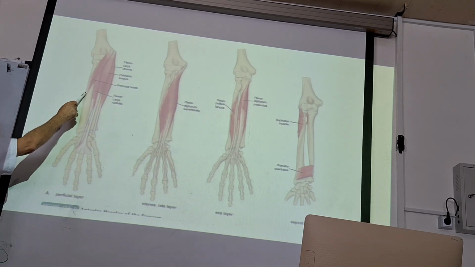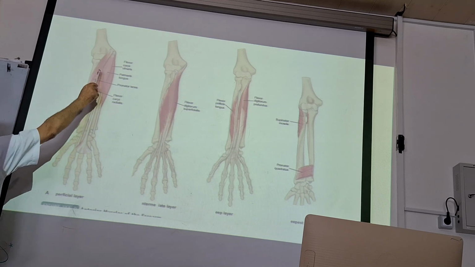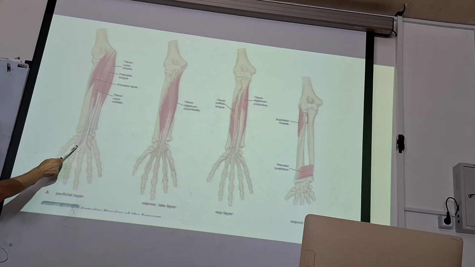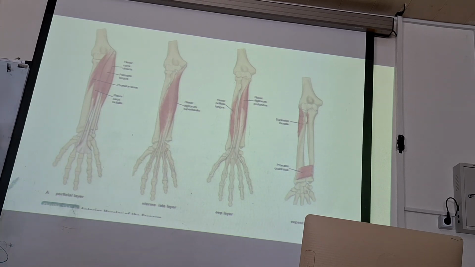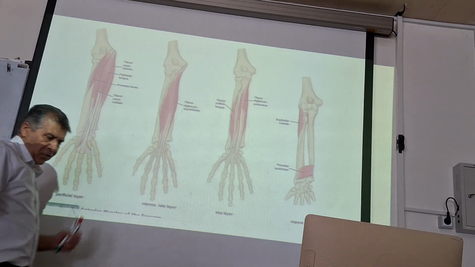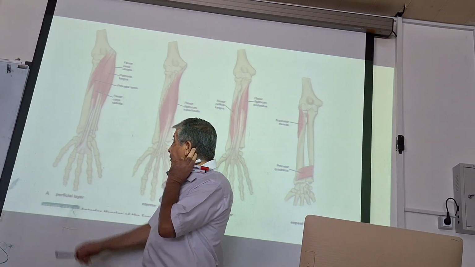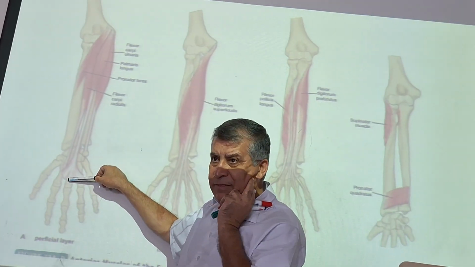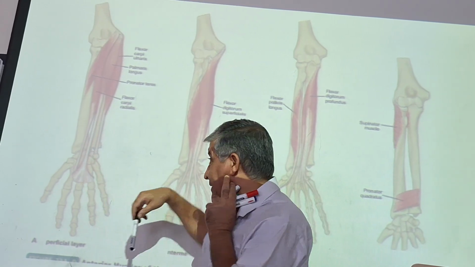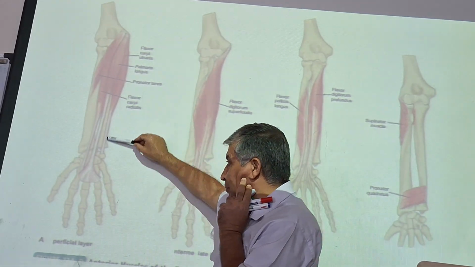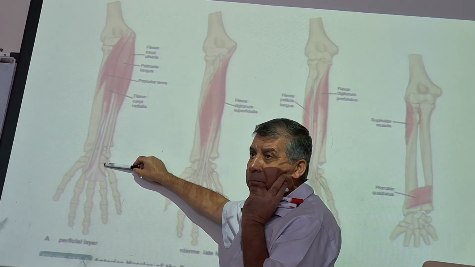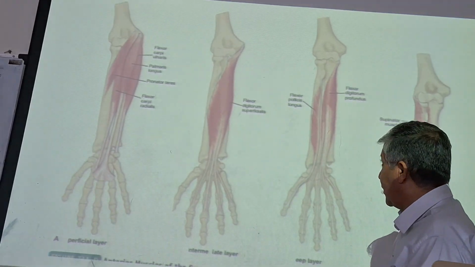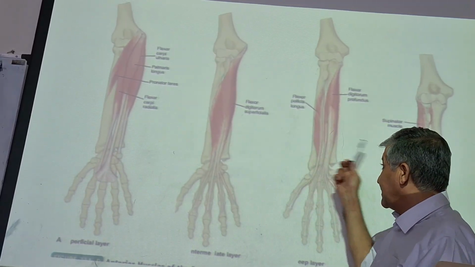Pronator teres ends at the midpoint of the radius bone. Palmaris longus and flexor carpi radialis end at the base of the second metacarpal bone. Palmaris longus ends at the palmar aponeurosis. And flexor carpi ulnaris ends at the base of the fifth metacarpal bone.